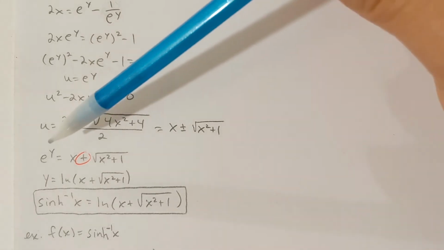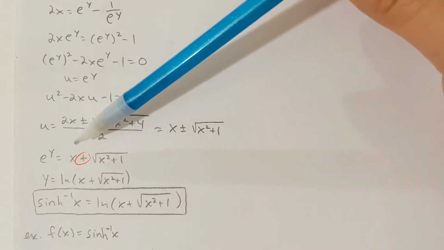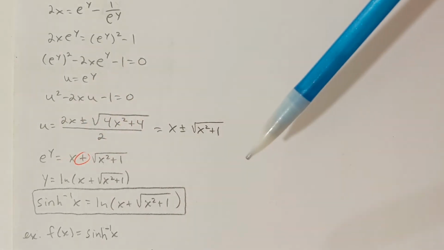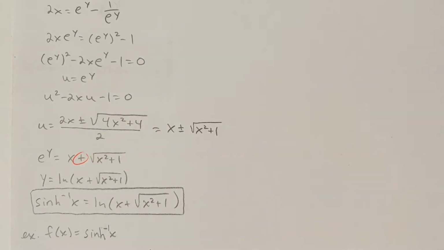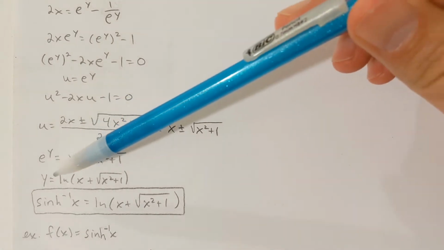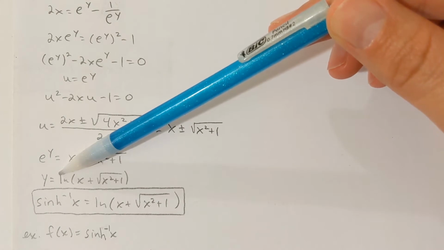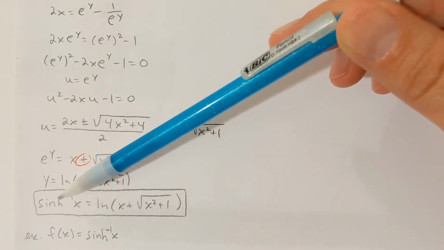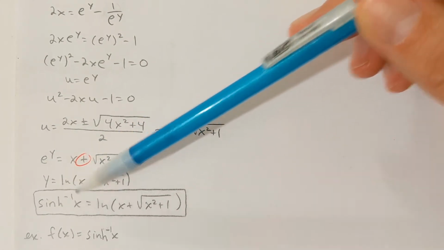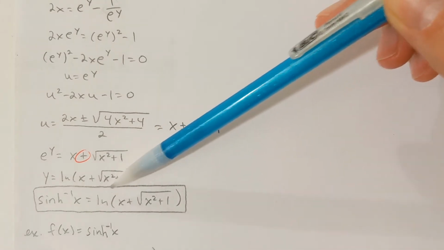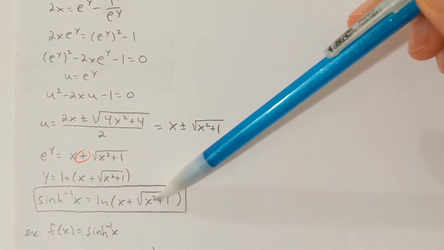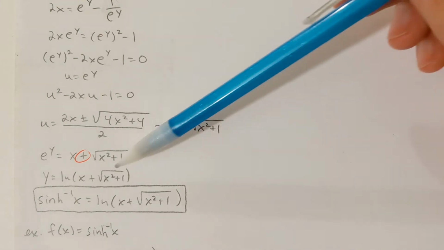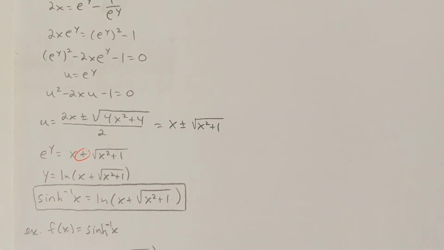We're solving for y, so let's take the ln of both sides. The ln of e to the y would be y, and y would be equal to the ln of x plus the square root of x squared plus 1. Now, that's the inverse. So hyperbolic sine inverse of x is the ln of x plus the square root of x squared plus 1. And that would be the formula there for the inverse function.